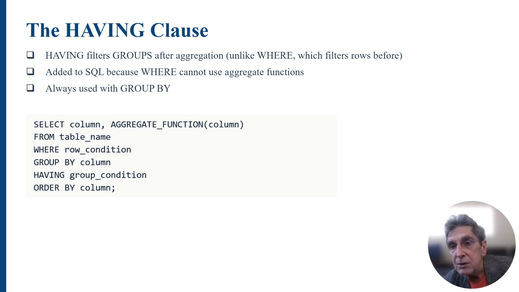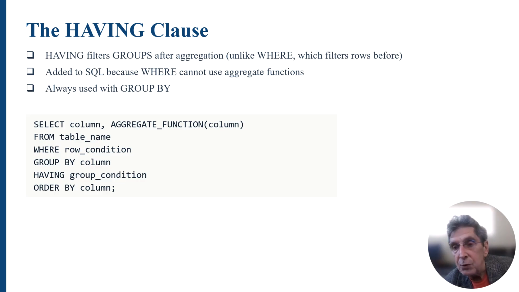Having was added to SQL specifically because where cannot use aggregate functions. If you want to filter based on a count, or sum, or average, or any aggregate result, you need having. Having always appears after group by in the query. It evaluates the aggregate value for each group and keeps only the groups that satisfy your condition.